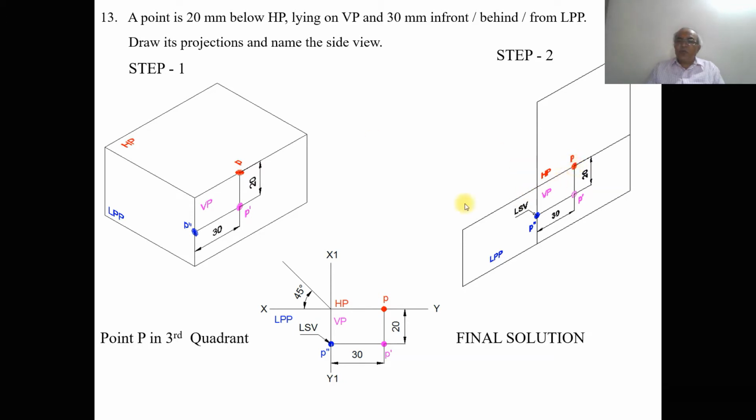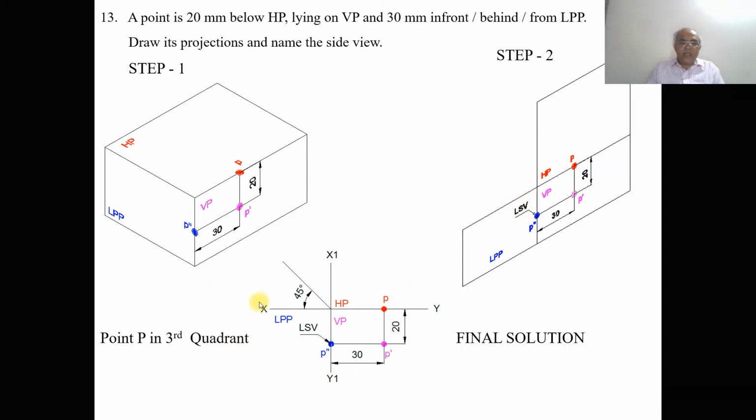How will you be able to get this now? When you look from the side view, I can see the distances of both the front view and also the top view. Lying on VP, it will be on LPP, and also below HP, so it will be this distance. When you project this P, it will be projected till the origin, then it comes down, and since P dash is here, P double dash will come here. It is the left side view, because it is behind LPP.